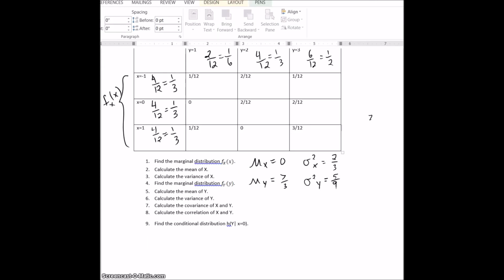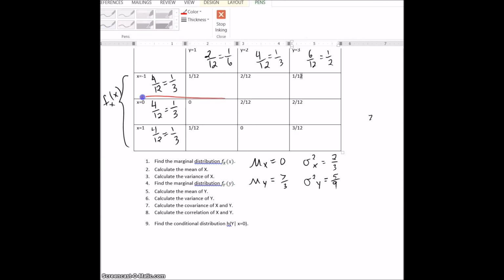Okay, now we're going to find the conditional distribution of y given that x is equal to 0. So the notation for this is h of y given that x is equal to 0. So we're saying, okay, now we're given that x is equal to 0. I know this is true. Now, what is the probability, if I know this, that y is equal to 1, y is equal to 2, and y is equal to 3?